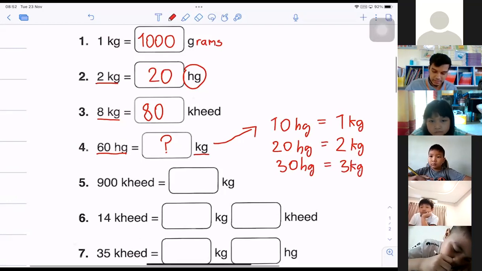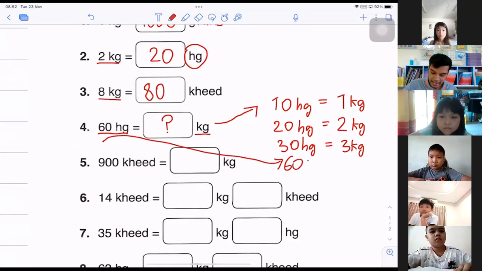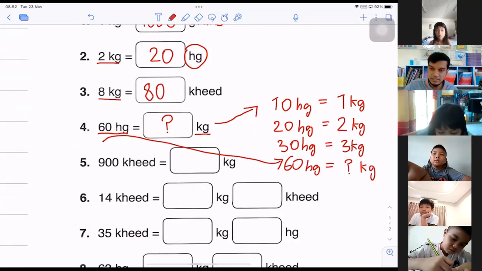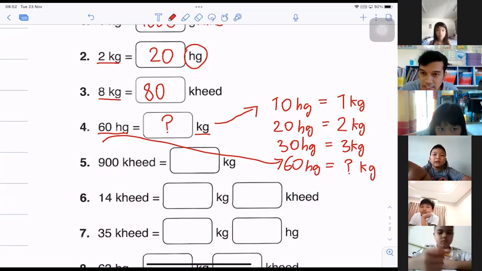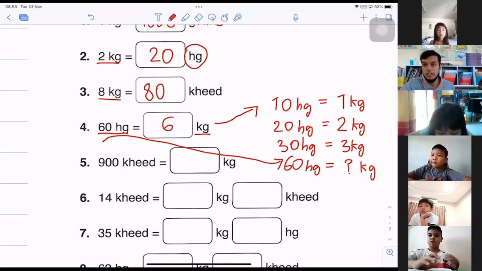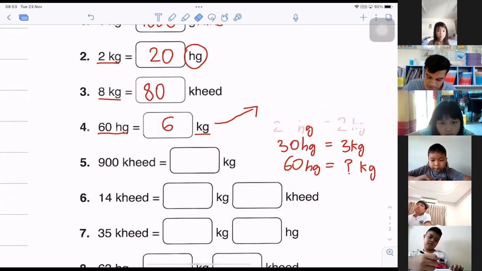So, students, 60 hg is equal to how many kilograms? Correct, 6 kilograms. Okay, let me rub this first.